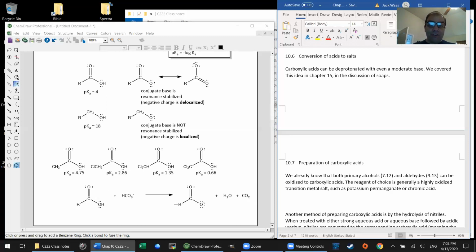So this is just a reminder that the acidity of carboxylic acids means they will react with bases, and they don't even have to be particularly strong bases. Hydroxide ion will certainly work, but you don't even need to go that far. Good, so I think that's a good place for us to stop for right now.